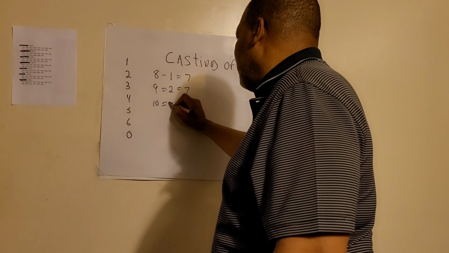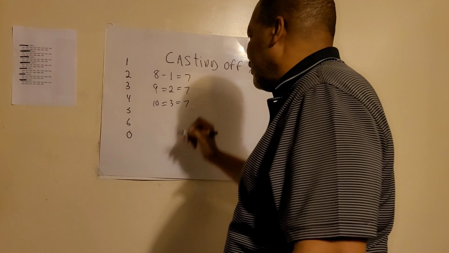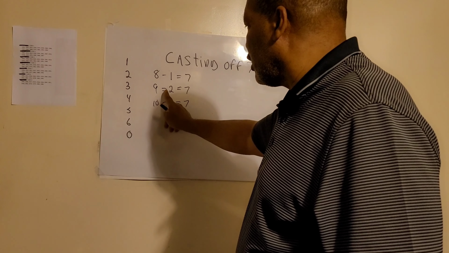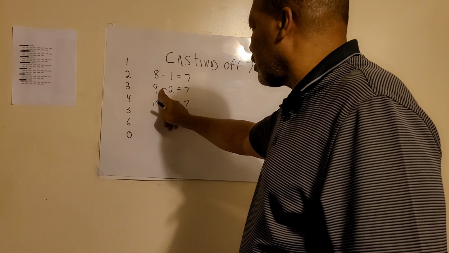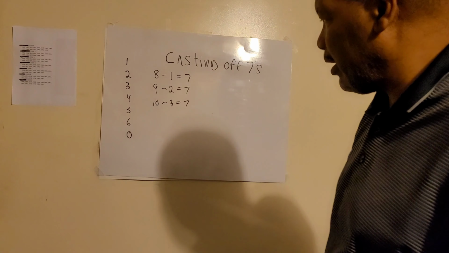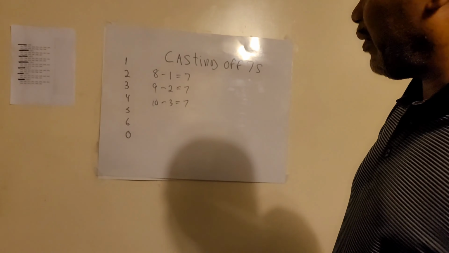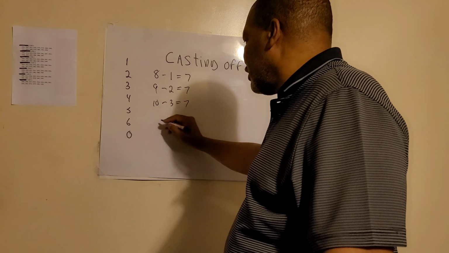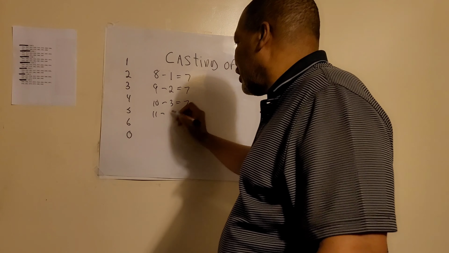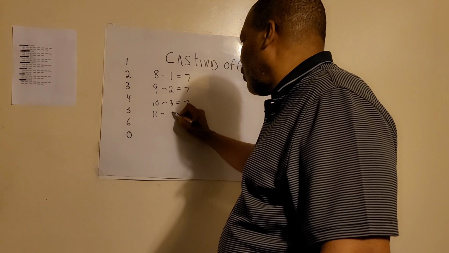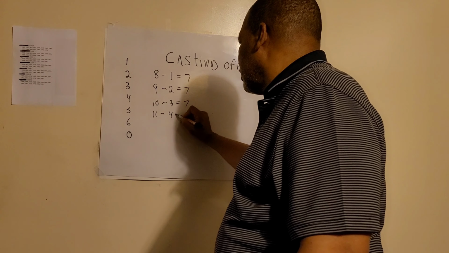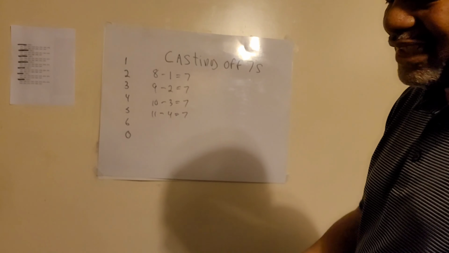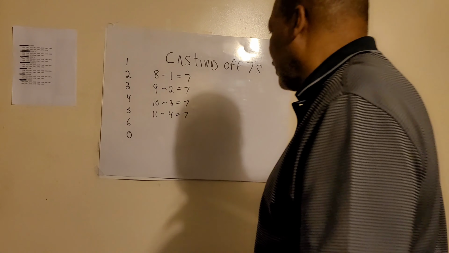10 minus 3 equals 7. So therefore, if you take away 7, you've got 3, okay? And it goes to 11, 12, all the way up, okay? But the point is, it's best to just go from 1 to 10. If you do this here, again, if you minus 7, you got 4. So therefore, 7 and 4 is 11. It's just a matter of getting rid of the sevens, okay?